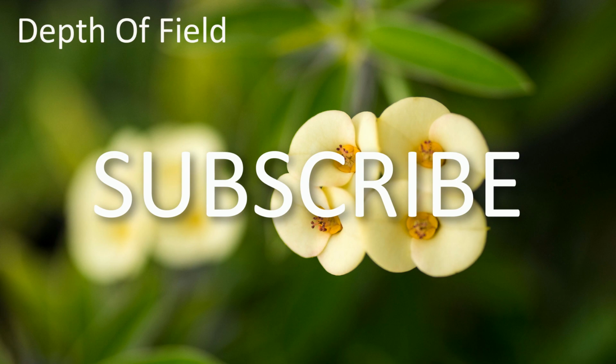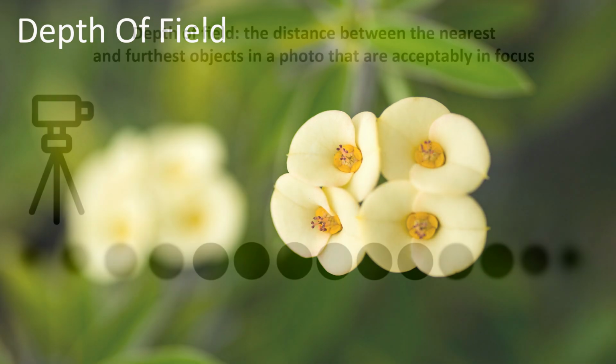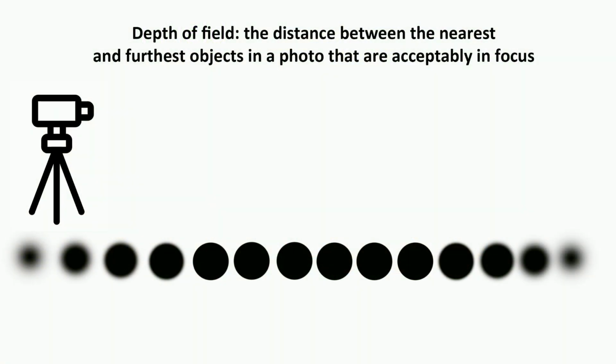So, depth of field, what is it? Let's start with a definition, and don't worry if the definition doesn't help you much. It all becomes clearer once we start looking at some pictures. Most of the definitions I've read go something like this. Depth of field is the distance between the nearest and furthest objects in a photo that are acceptably in focus.